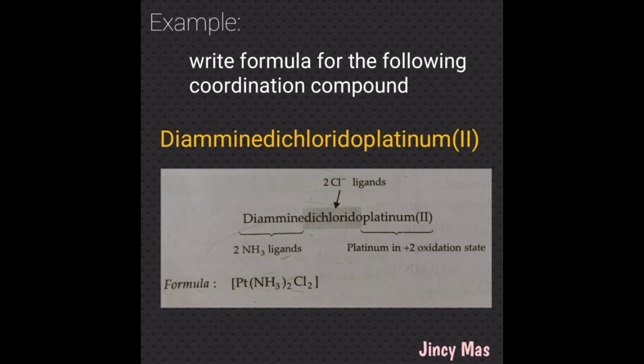We'll see the first letter of the name of the ligand. So amine comes first before chlorido. So we will write Pt(NH3)2Cl2, and that we will be putting in square bracket. So we have successfully written the formula of the given compound diamminedichloridoplatinum(II), that is [Pt(NH3)2Cl2], and it is written in a square bracket to mark it as a coordination compound or coordination sphere.